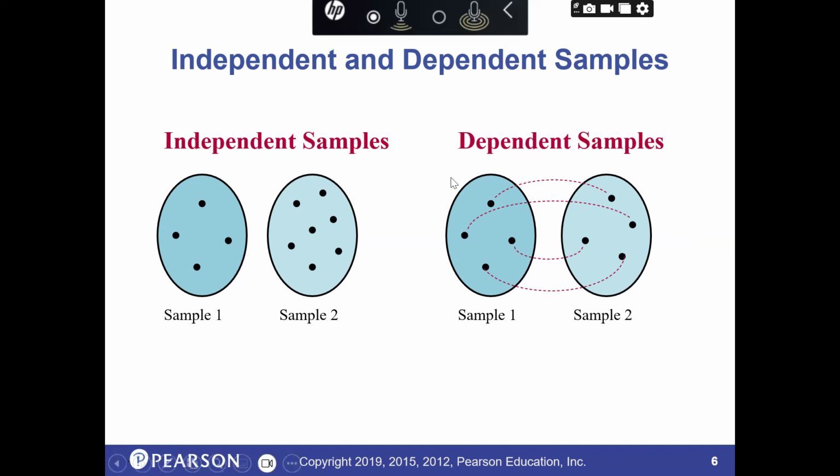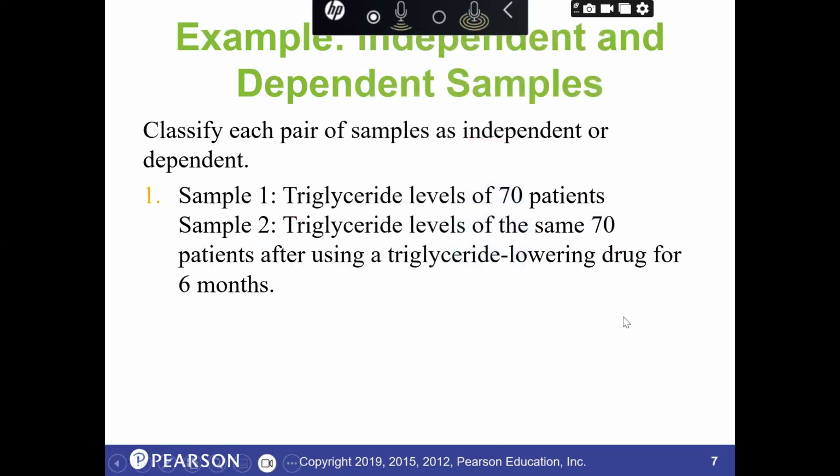Let's go without writing anything down. Talk to me here. Tell me if this is independent or dependent. Don't need to write it down. Now let's talk about it here. Go.